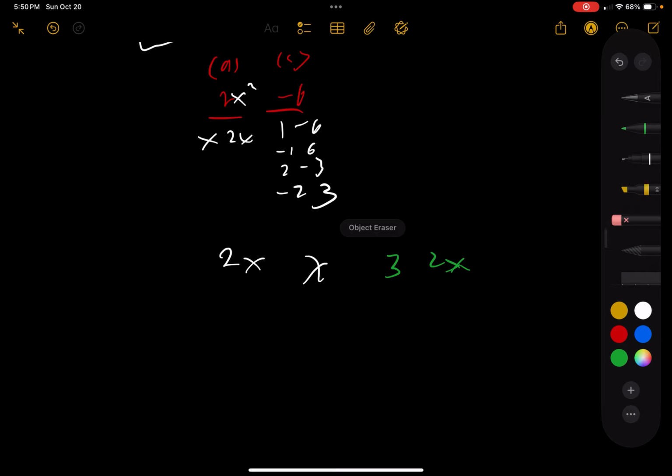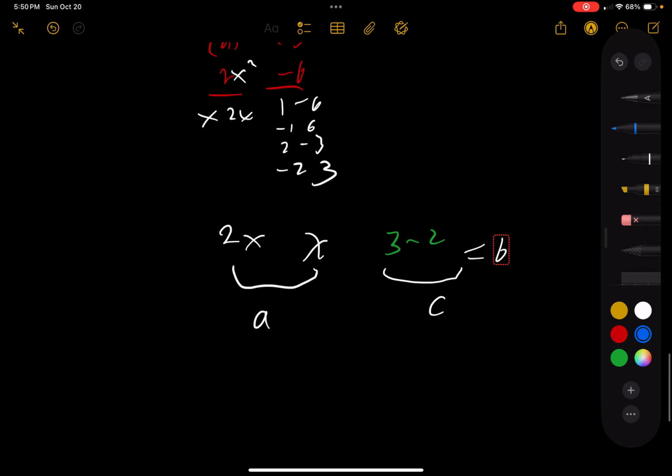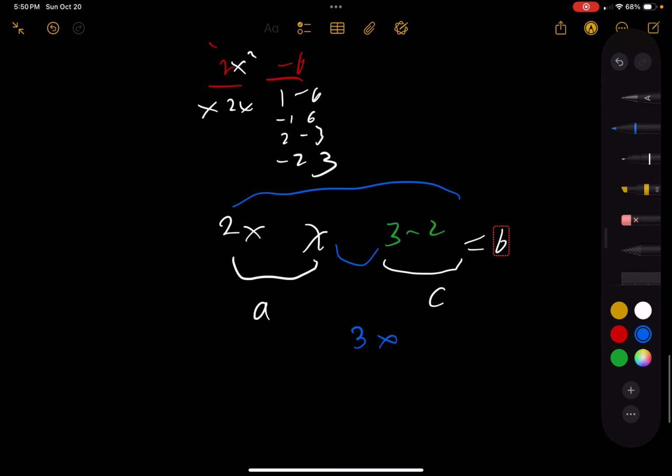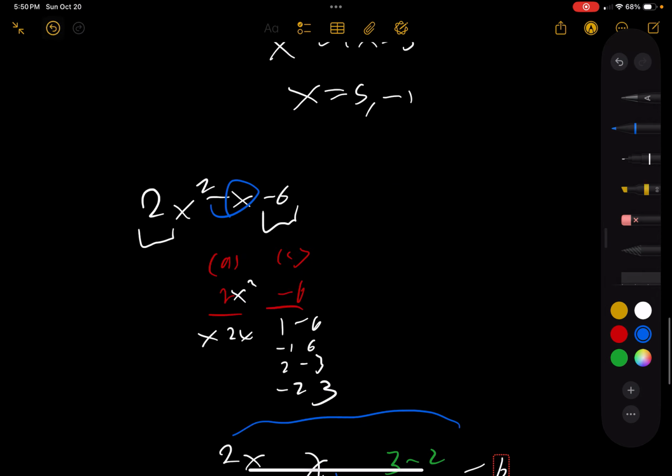No, okay, I'm sorry, I did it wrong. So now we have 2x, x, 3, and negative 2. These are the factors from the a term. These are the factors of the c term. And we're multiplying them together to see if they add up to the b term. So 2x times negative 2, x times 3. So we have 3x and negative 4x. So let's add these together. Will that equal negative x? And this is our b term.